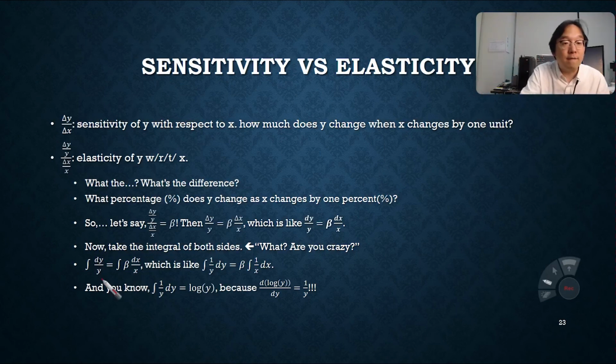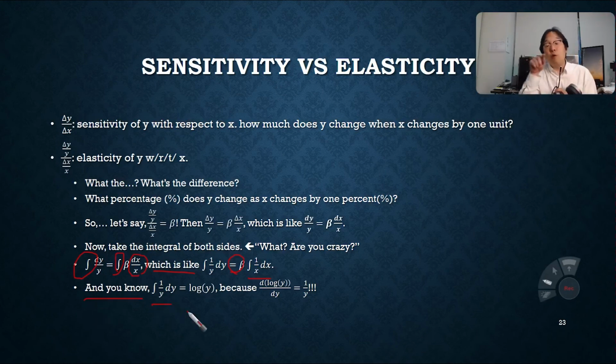And what do you have? Well, integral sign. Hello. And then you see this will be beta times the integral of 1 over x dx. This ugly term is nothing but dx over x. That is dx times 1 over x. It's the same thing. Now, what am I trying to do over here? And you know, the integral of 1 over y should be log of y.